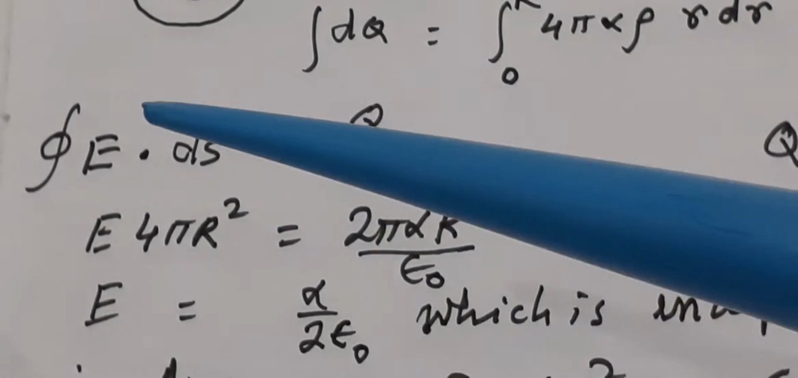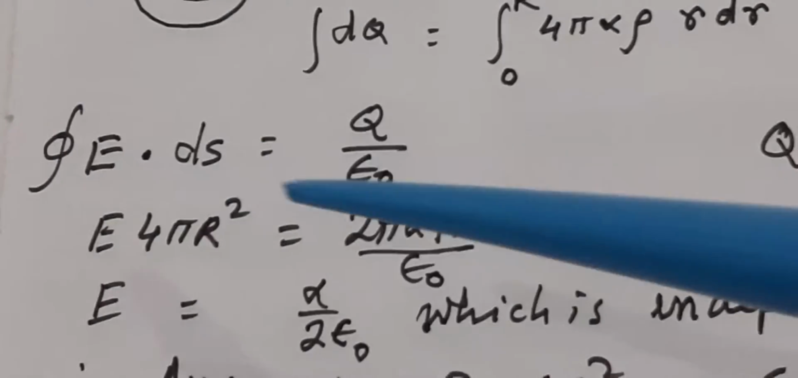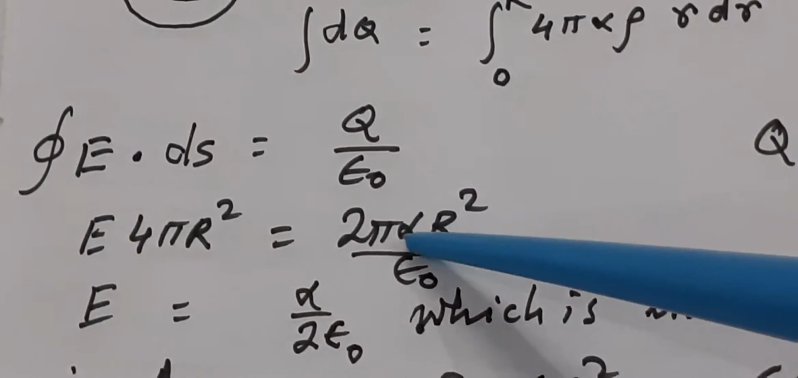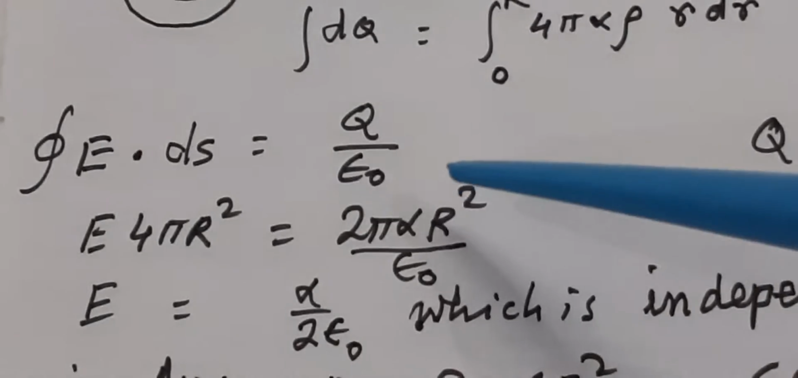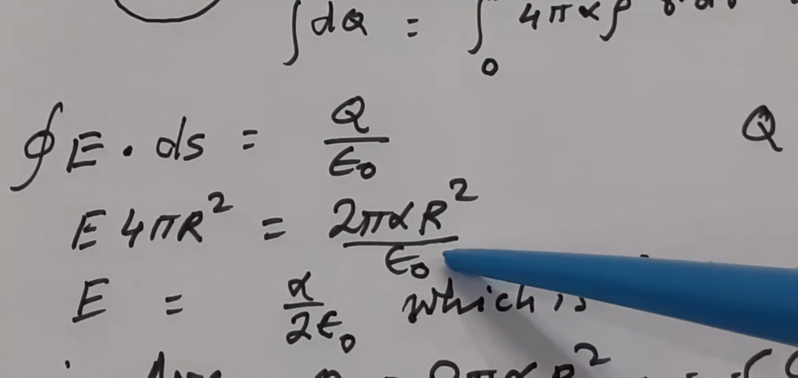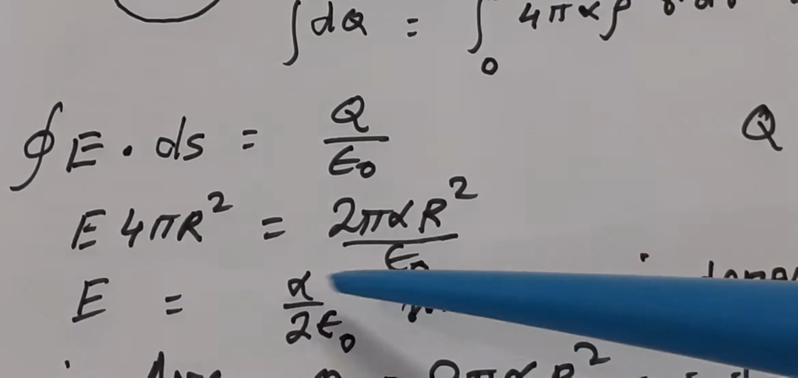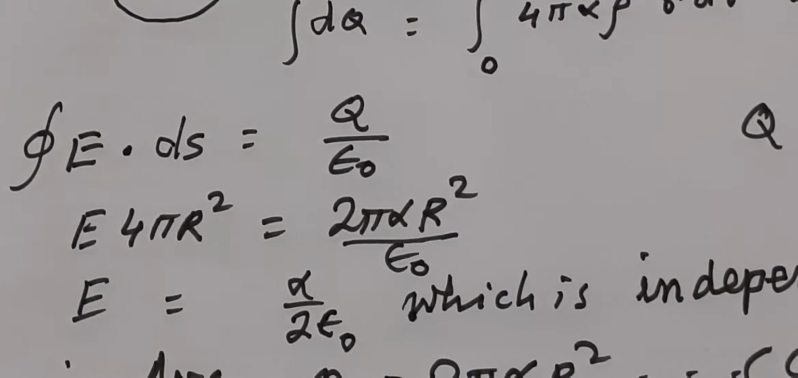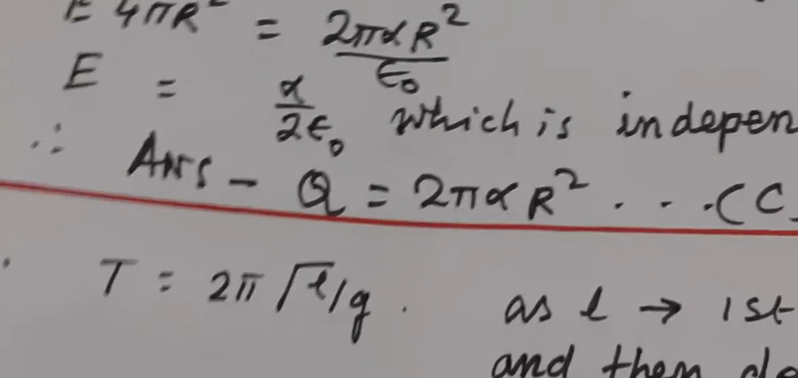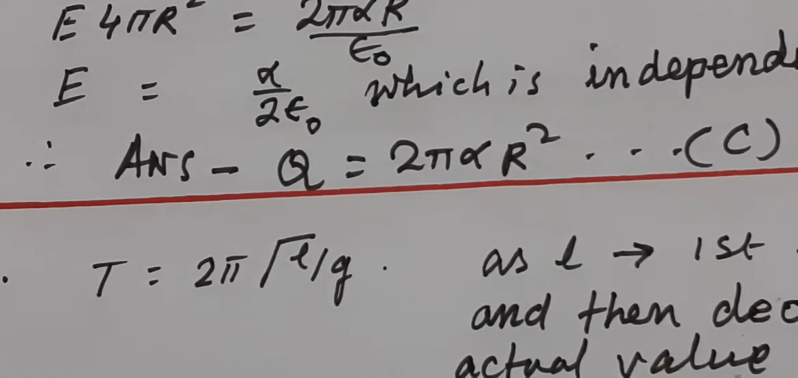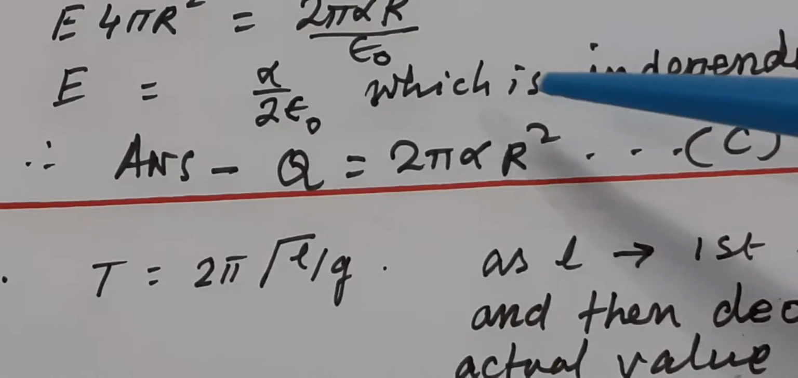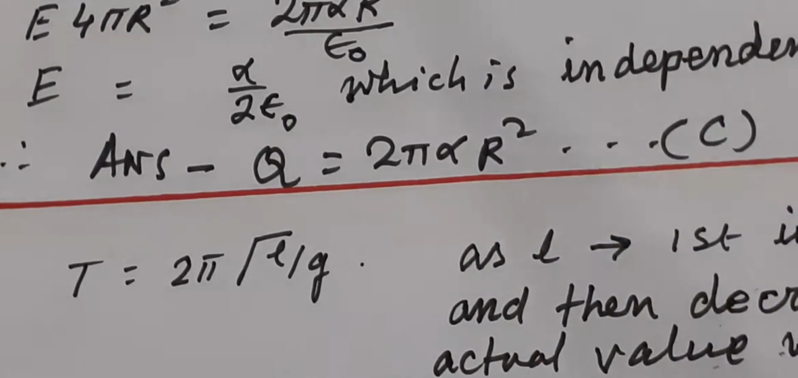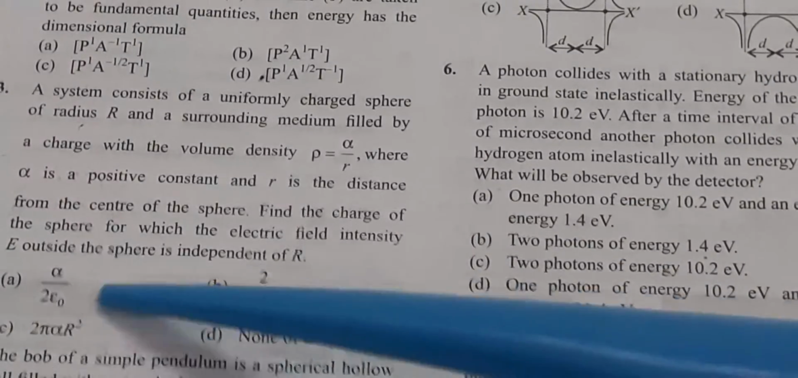Now the electric field is known: closed integral of E dot ds equals q by epsilon naught, and q is known, 2 pi alpha into r square, divided by epsilon naught. From here, E on the surface of the sphere will be alpha divided by twice epsilon naught, which is independent of radius. No radius is here. So the charge involved will be q equal to 2 pi alpha r square. That will be the answer. Answer will be C. You can see here C.